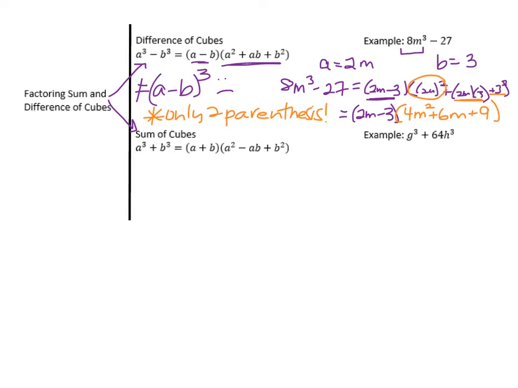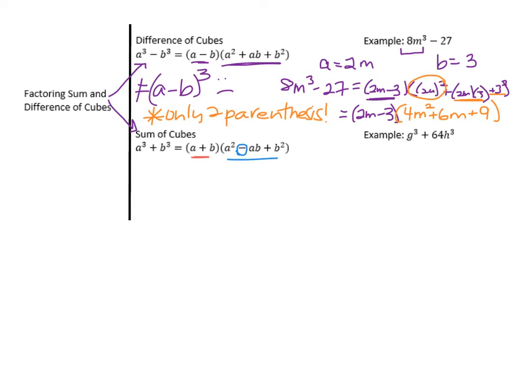Notice the formula is almost identical. You have a cubed plus b cubed this time. So now your little parenthesis stays a plus b. The big parenthesis is now a squared minus ab plus b squared. But it's the exact same process as up above. If you can tell what a is and what b is, we're in great shape.